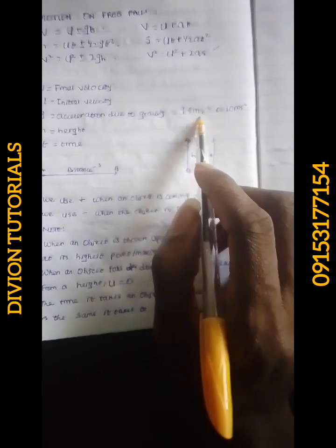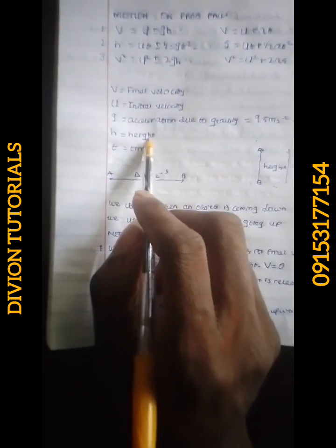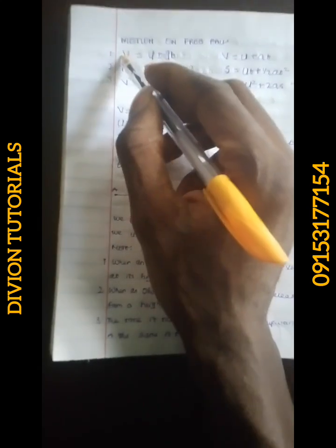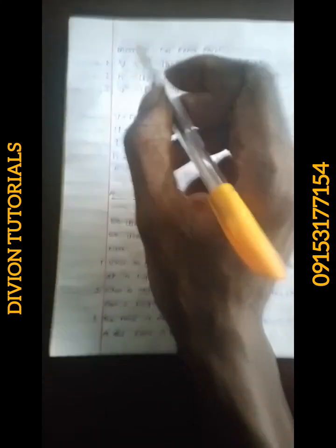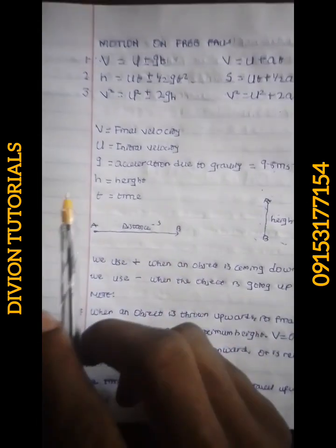So here, v equals final velocity, u is initial velocity, g is acceleration due to gravity, which is 9.8 meter per second square, approximately 10. Then h equals height, t equals time. Once you know these formulas like this, you are good to go. So learn them, memorize, and practice a lot of questions on it.